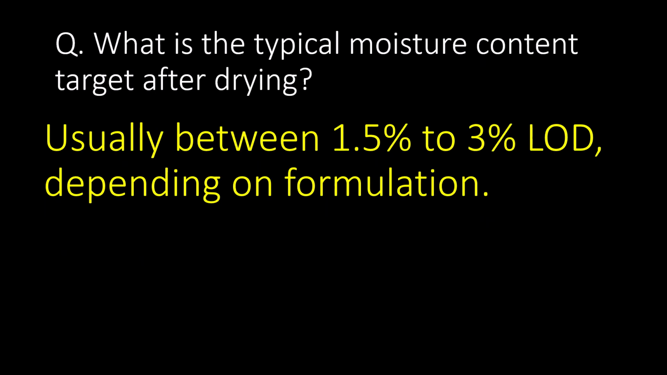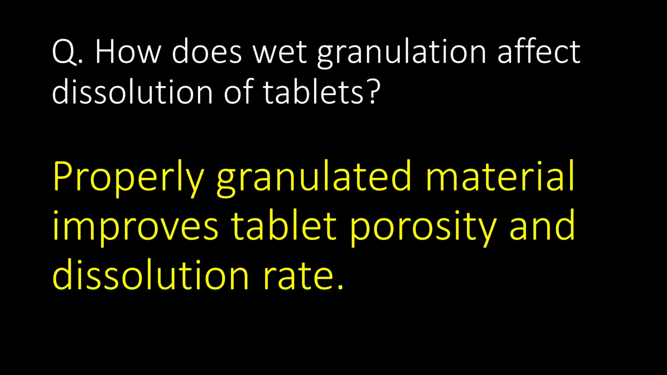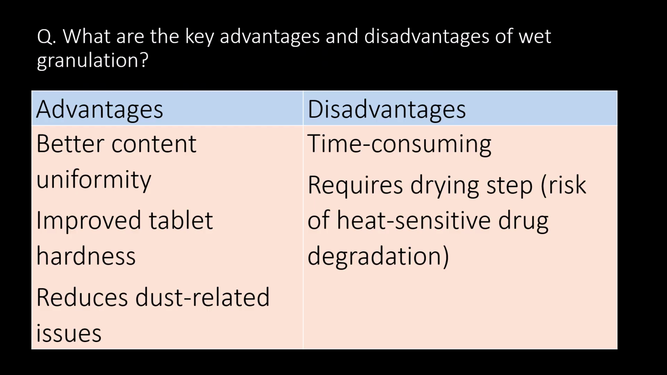What is the typical moisture content target after drying? Typical moisture content target after drying is between 1.5% to 3% LOD depending on formulation. How does wet granulation affect dissolution of tablets? Properly granulated material improves tablet porosity and dissolution rate.